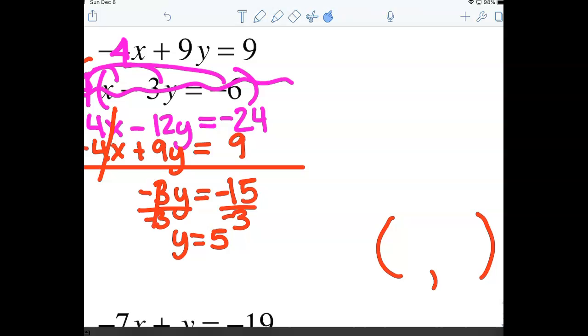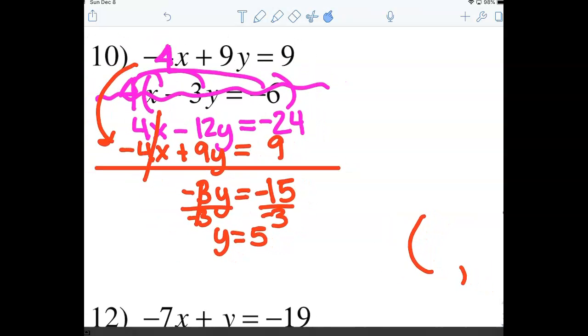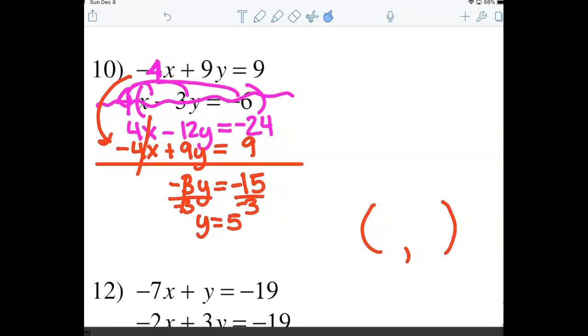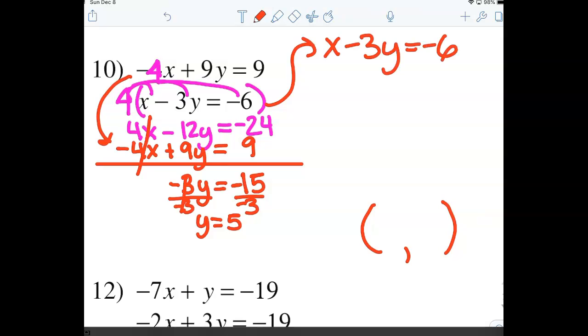Okay? In this problem, what's a little weird is that the thing that you changed is the easiest one to plug it into. You can use either equation, but I want to use this one. Okay? In this equation, the equation that you crossed out, that you got rid of, is the easy one. So I want to rewrite it and I want to solve it.